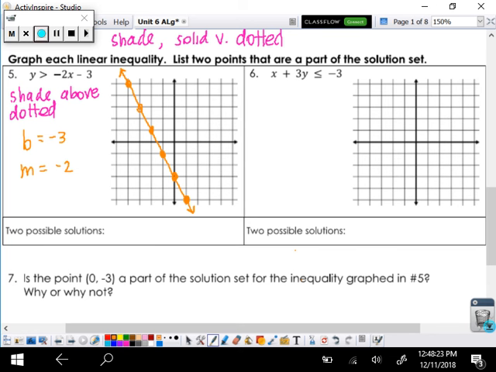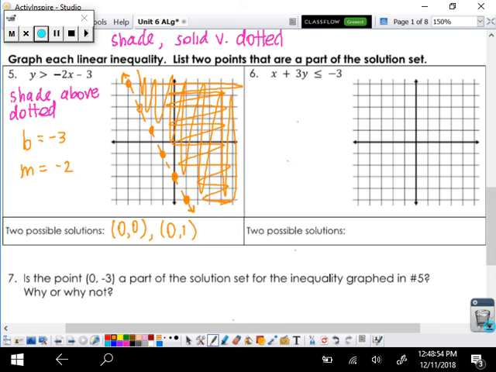And then I'm going to do the cover-up method. Oh, sorry. Ignore me. This needs to be a dotted line. And we need to shade. And so we're shading above. We also want to list possible solutions. So any points in that shaded area, I'm going to say 0, 0. And I'm going to say 0, 1. But anything over here in that shaded area works.